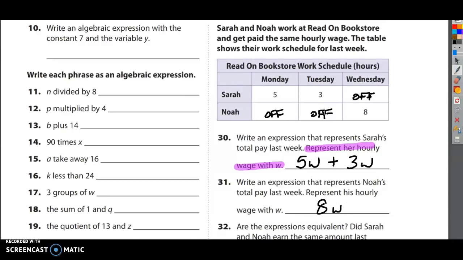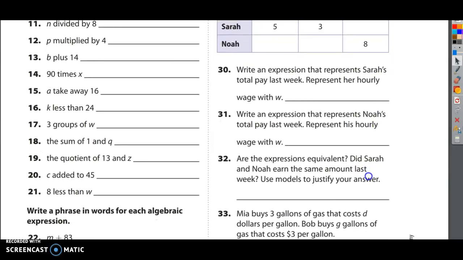Question 32 says, 5W plus 3W and 8W. Are the expressions equivalent? Did Sarah and Noah earn the same amount last week? Use models to justify your answer. I don't think we need to use models on this.